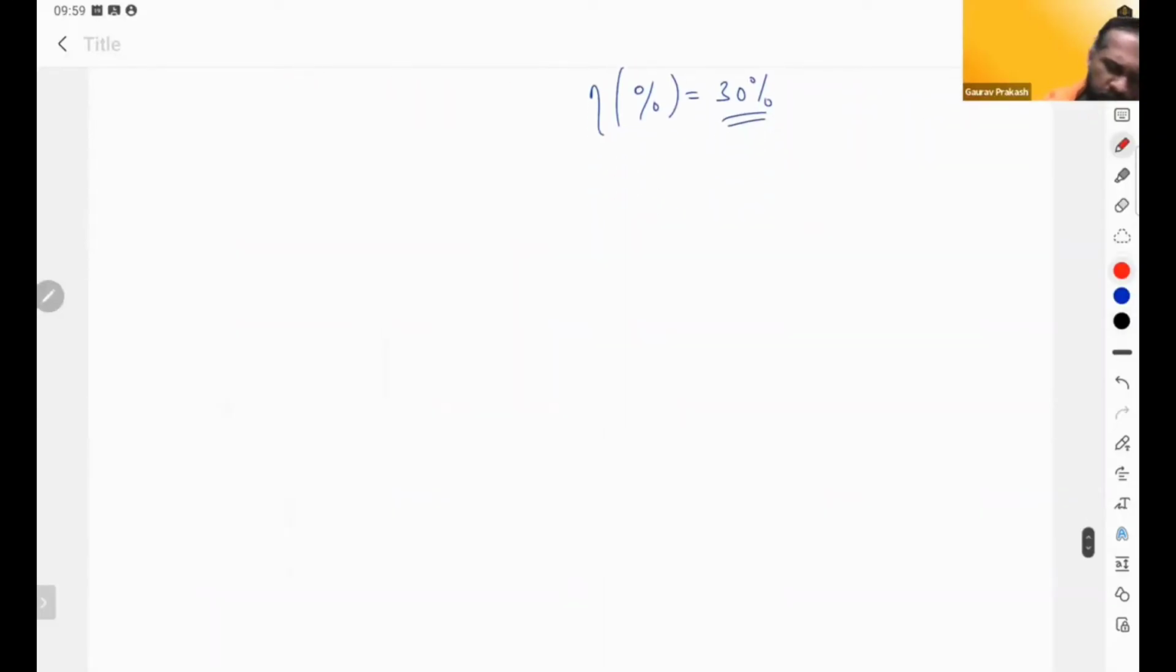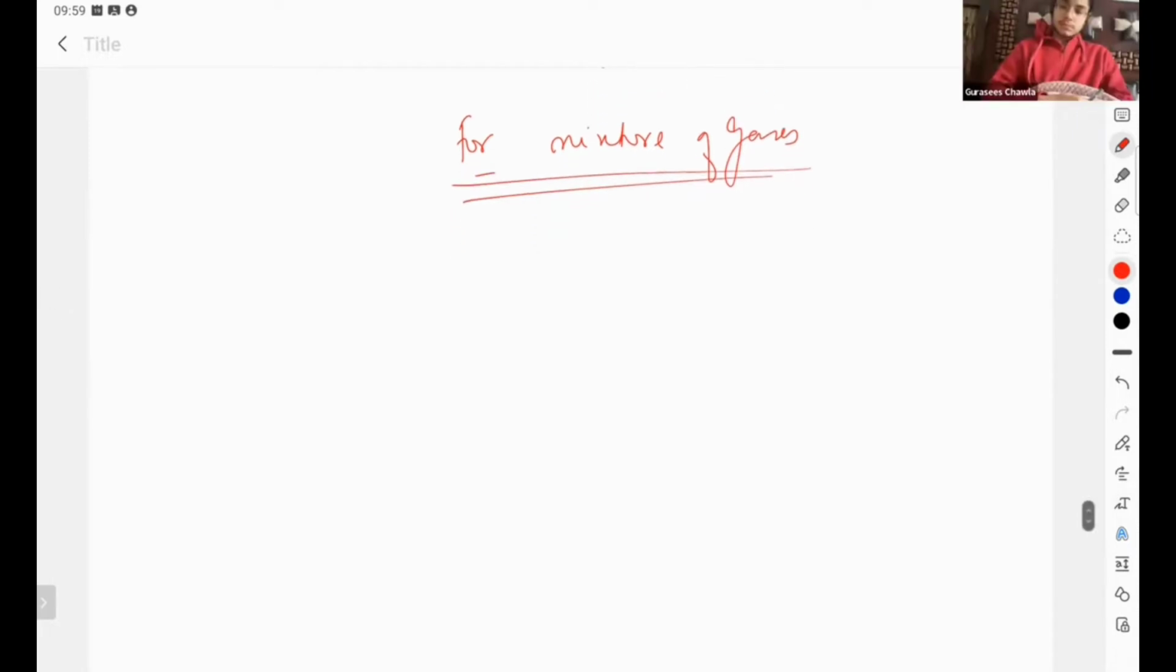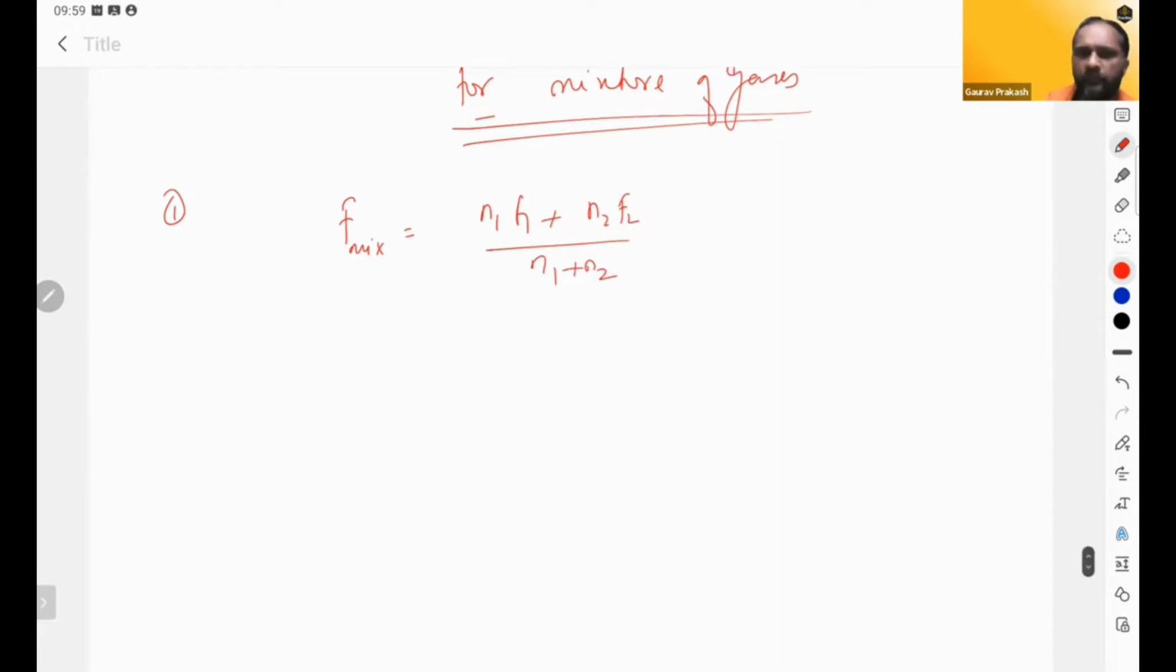ठीक है, एक सिंपल सा चीज बता देता हूँ. For mixture of gases, suppose sometimes it is not simply monoatomic, but let's say it's a mixture of helium and hydrogen. Fine, so you can prove all this thing. I'm just writing down the result, that degree of freedom of mixture is n1 into f1 plus n2 into f2 upon n1 plus n2. Try to prove this.